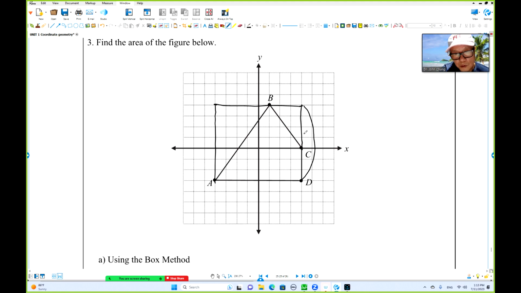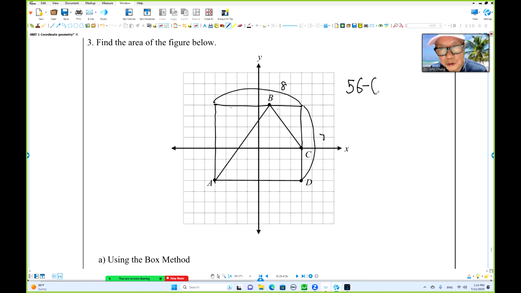This length is 1, 2, 3, 4, down is 3, is 7. This length is to the left 1, 2, 3, 4, 5, 6, 7, 8. The area of this rectangle is 7 times 8 is 56.